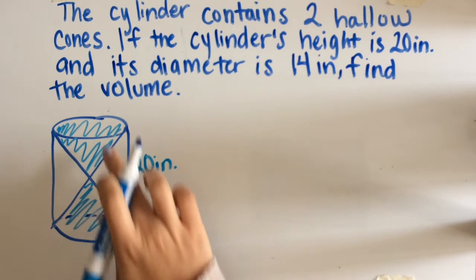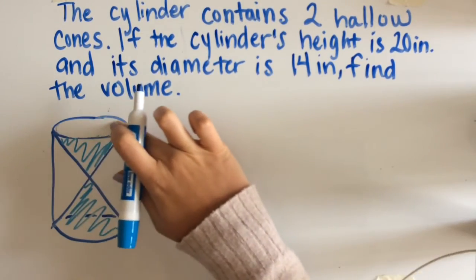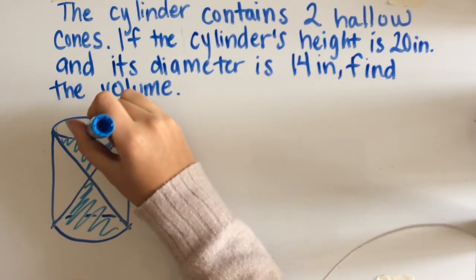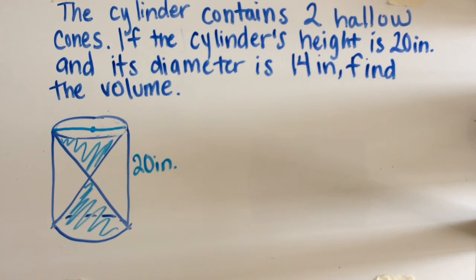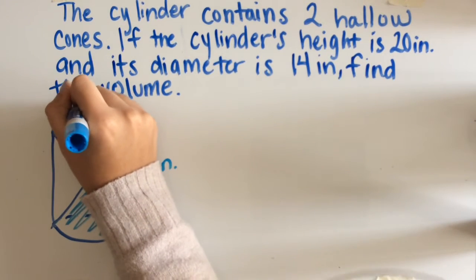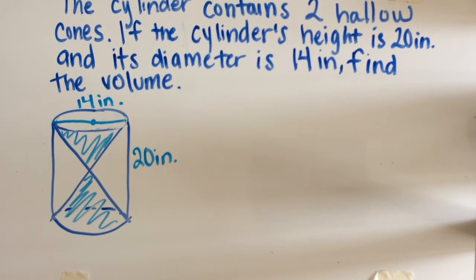So if you guys remember, the diameter is the distance from one end of the circle to the other as it goes through the center. So I'm just going to draw that distance right there. That is 14. Okay, so that's 14 inches. It says find the volume of the cylinder.